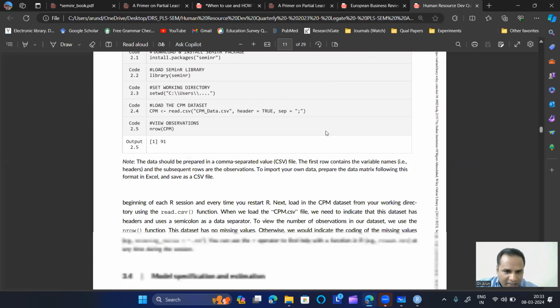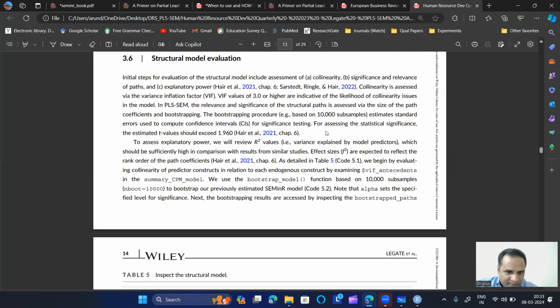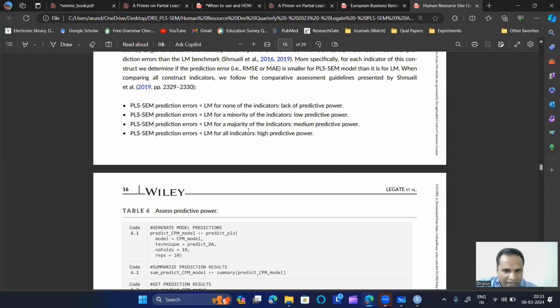It is from Human Resource Development, and they have explained the model's prediction power very simply. They have given an equation. The language is pretty confusing. See, if the PLS-SEM prediction errors are lower than the LM, there is lack of predictive power for none of the items. So this is not the case in our case. In fact, our errors are slightly greater.